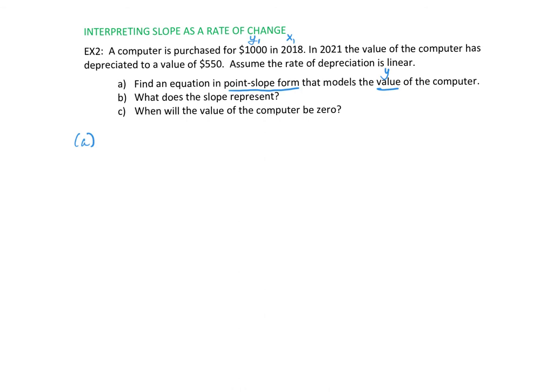And then we're going on to the year 2021. So that would be our x sub 2. The value of the computer now is $550. That would be our y sub 2, which means we have these 2 points. Remember, it's x sub 1, which would be 2018. Y sub 1 is 1,000. The next x value would be 2021 with a y value of 550.